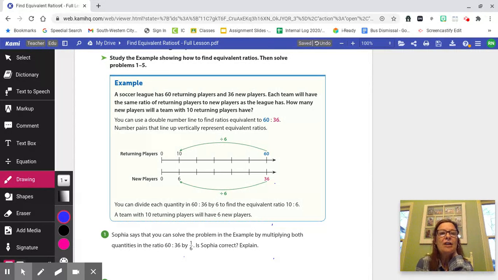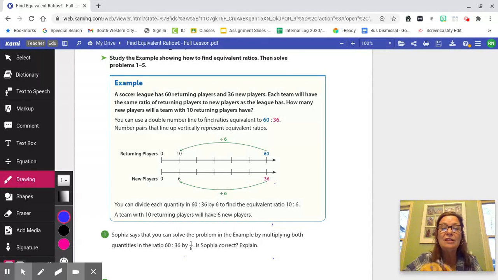A soccer league has 60 returning players and 36 new players. Each team will have the same ratio of returning players to new players as the league has. How many new players will a team with 10 returning players have? You can use a double number line to find ratios equivalent to 60 to 36. Number pairs that line up vertically represent equivalent ratios.